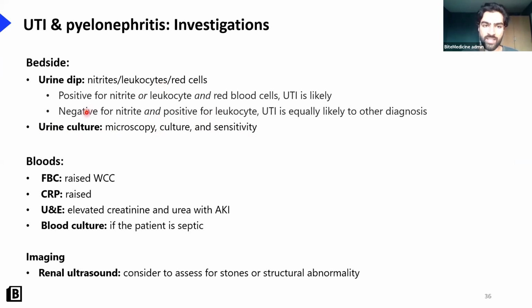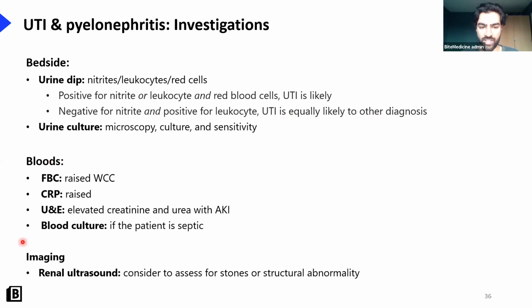According to NICE, if the urine dip is positive for nitrites or leukocytes and red blood cells, a UTI is likely. If it's negative for nitrites and positive for leukocytes, a UTI is still possible. They say it's equally likely to other diagnoses.